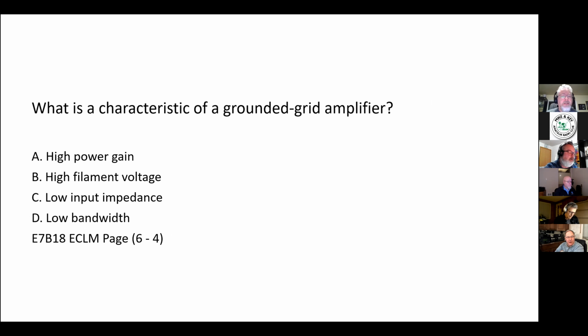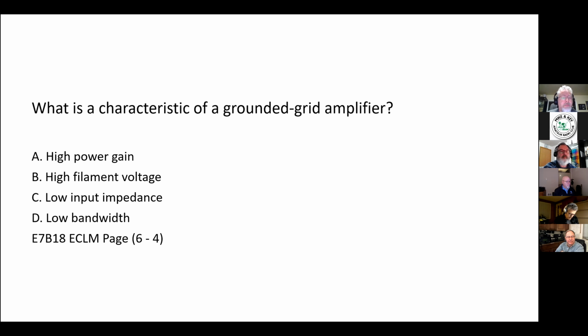What is a characteristic of a grounded grid amplifier? You know what? My own speakers are giving me feedback. Sorry. Okay.